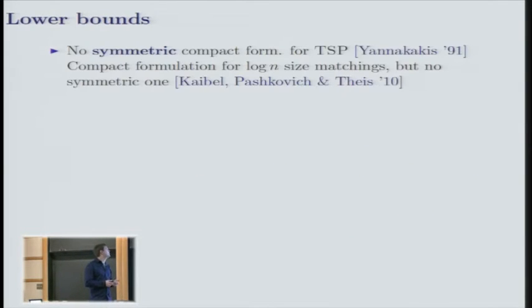Well, everything started with a famous paper of Yannakakis, and what he showed is that at least if you restrict yourself to what he called symmetric linear programs, then for the traveling salesman problem and for the perfect matching problem, you need exponentially large linear programs. What does symmetric mean? It's actually something intuitive. It means if you rename your nodes, there must be a way to rename your variables so that you end up again with your original formulation.